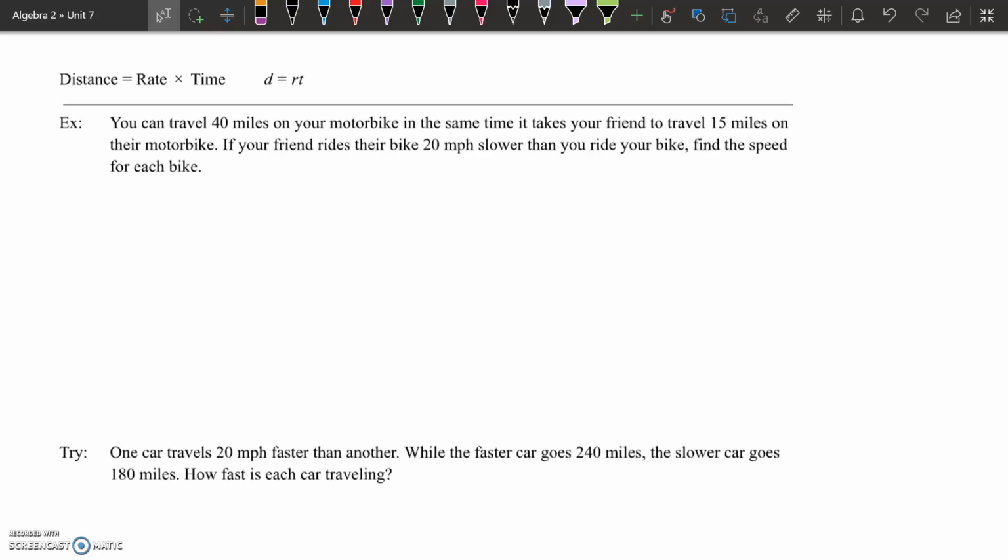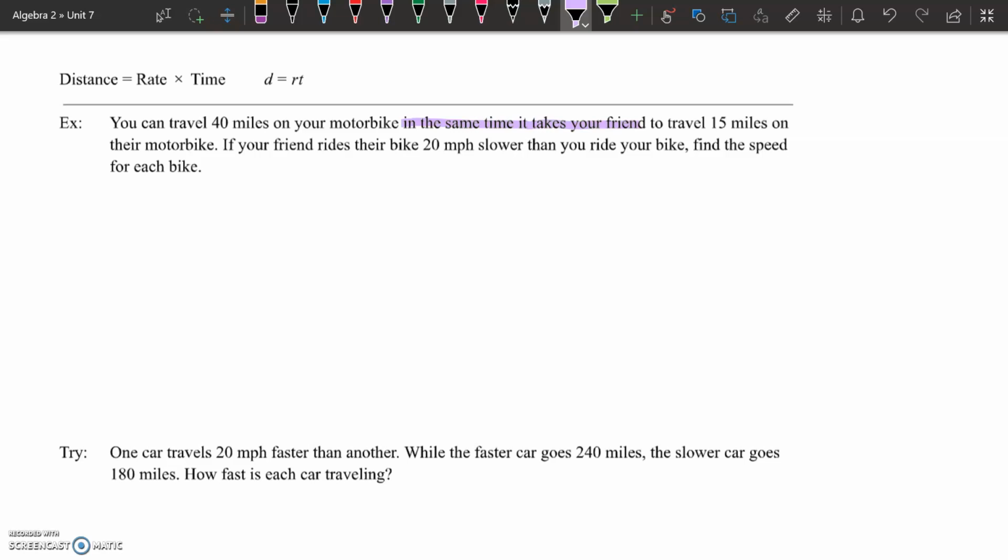In this case, we're going to be talking about two different items or people or things that are doing the traveling. In this first example, we can travel 40 miles on our motorbike in the same amount of time. That's an important statement here. In the same time that it takes our friend to travel 15 miles on their motorbike. But the friend is obviously riding slower, in this case 20 miles per hour slower than you. What we don't know is the actual speed of each bike. And we can use our distance, rate, and time equation to help us.